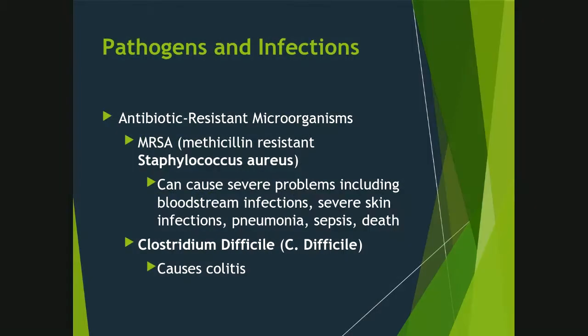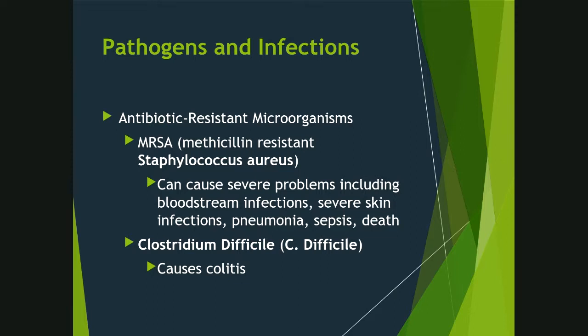Then there are antibiotic-resistant microorganisms. An example of this would be MRSA. It can cause severe problems, including bloodstream infection, severe skin infection, pneumonia, sepsis, and death. It can be colonized in the nose.